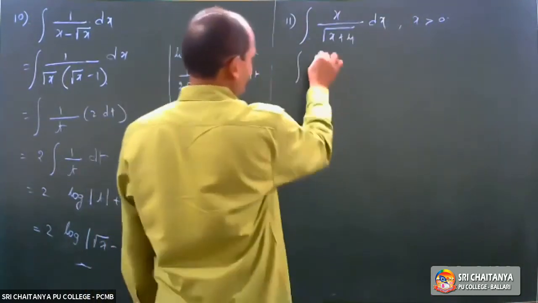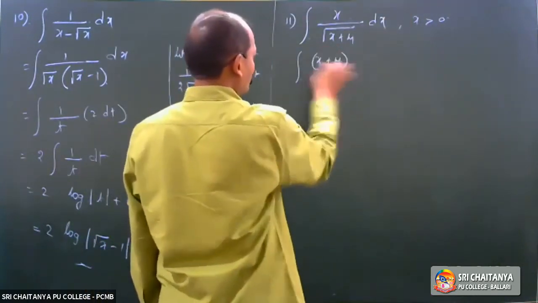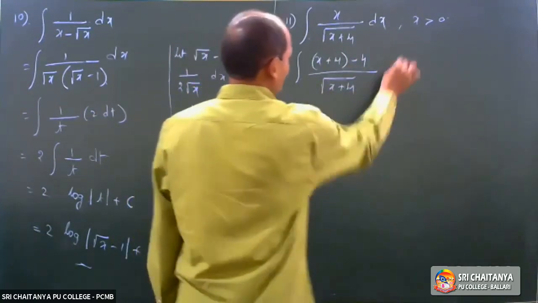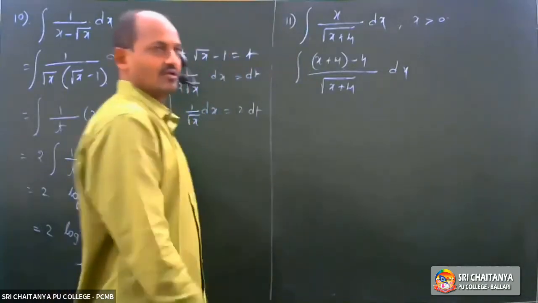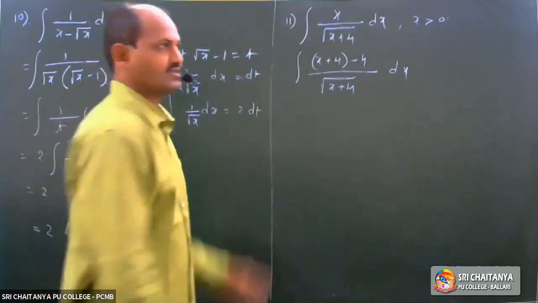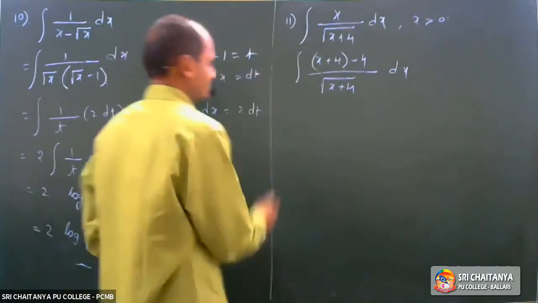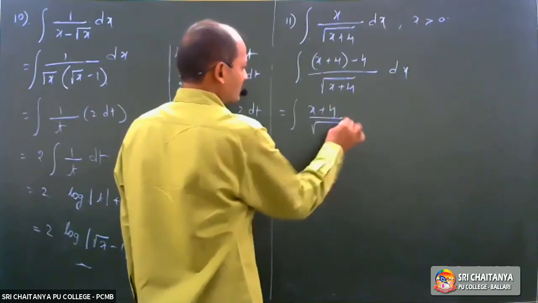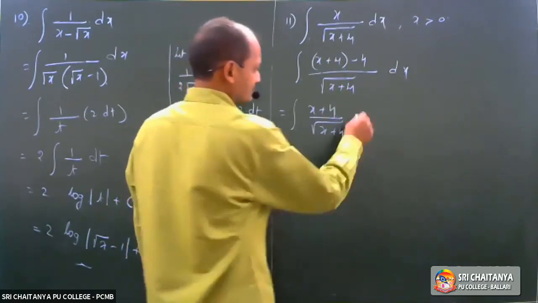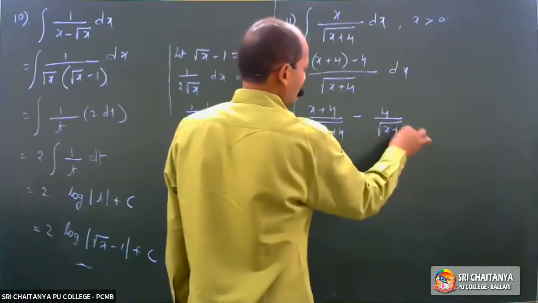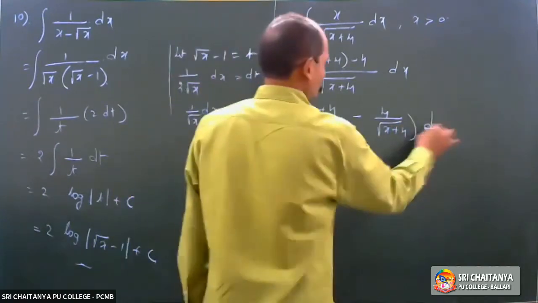Integral of x plus 4 minus 4 divided by root of x plus 4 dx. Plus 4 minus 4 removed, then we get x only. There is no change to the given function. Integral of x plus 4 by root of x plus 4 minus 4 divided by root of x plus 4, whole dx.